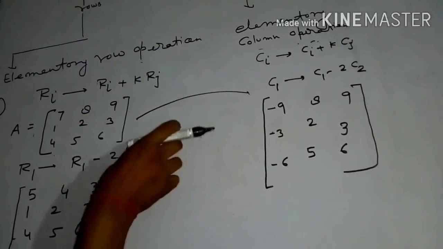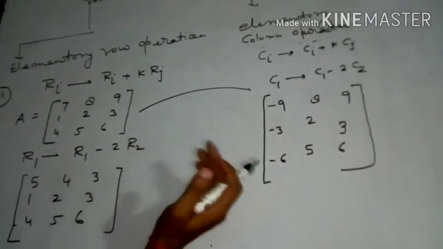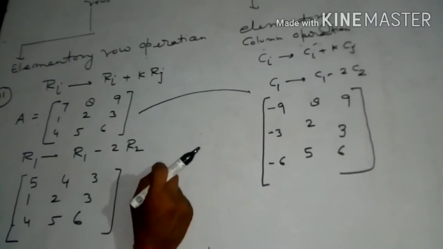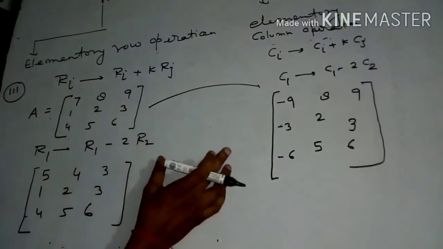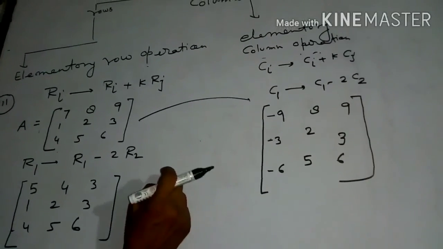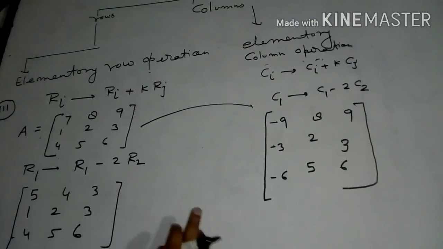Now after this we will discuss how we can find the inverse of a square matrix, because these three elementary row and column operations are very useful for finding the inverse of any square matrix, if the inverse is defined.